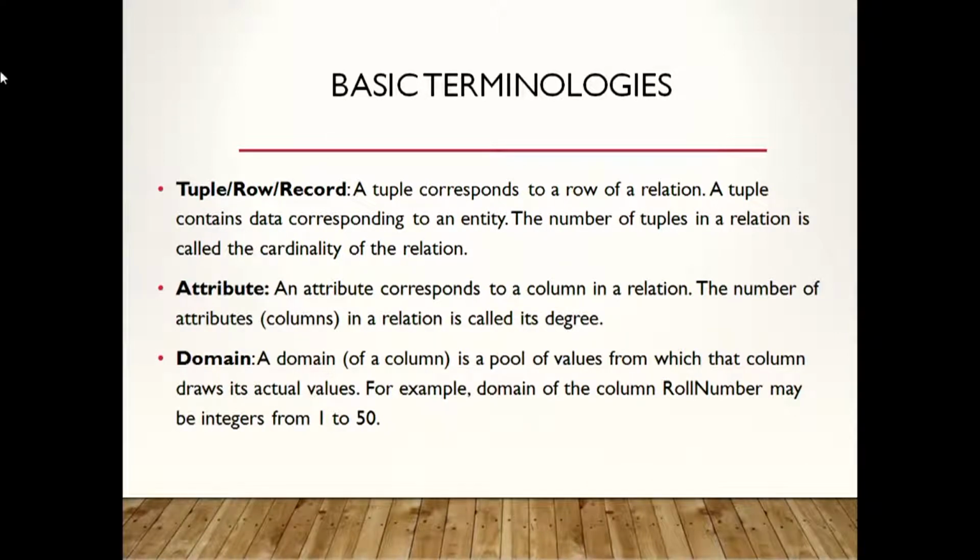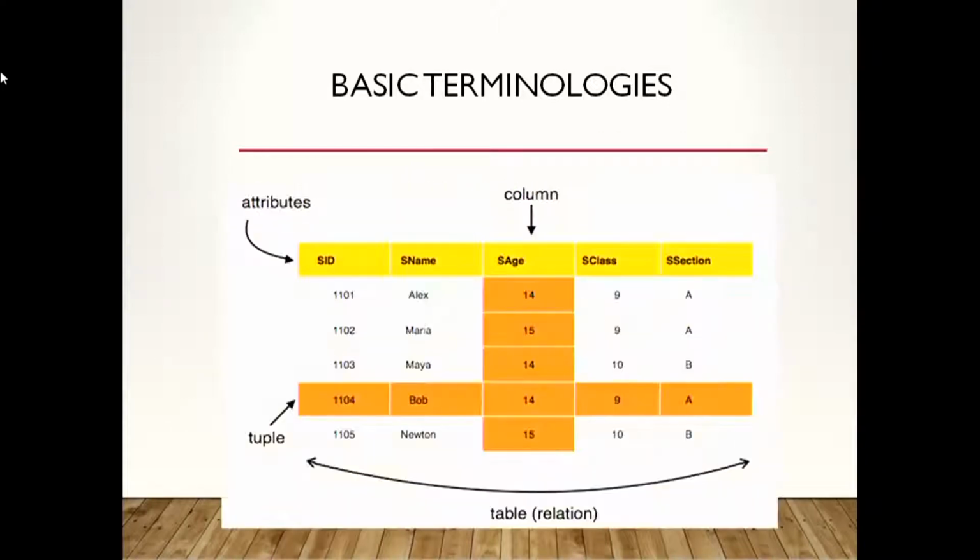Now domain. A domain of a column is a pool of values from which that column draws its actual values. For example, the domain of the column roll number may be an integer from 1 to 50.